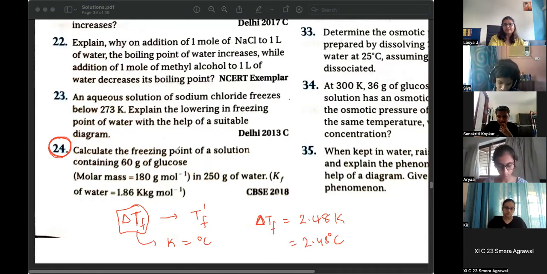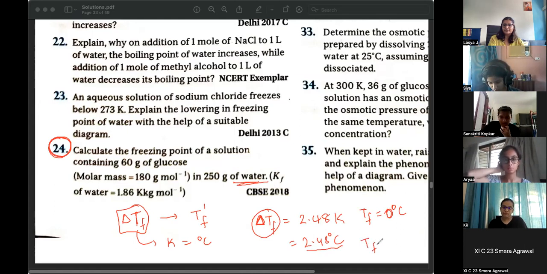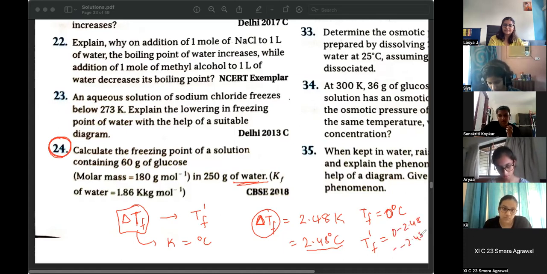Okay. So we need to find the freezing point of the solution. You know its freezing point reduced by this much. What is the normal freezing point, like without any solute? Water. What is the freezing point of water? 0 degrees Celsius. So it was 0 degrees Celsius, but it reduced by this much. So the final freezing point will be zero minus 2.48, which is minus 2.48 degrees Celsius.